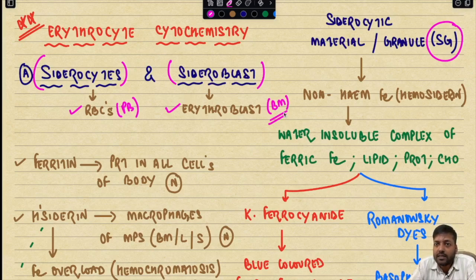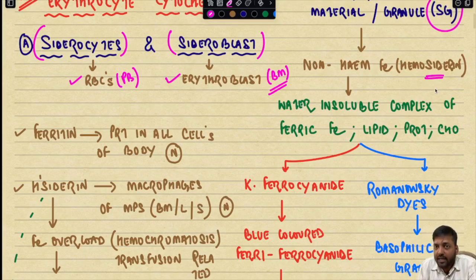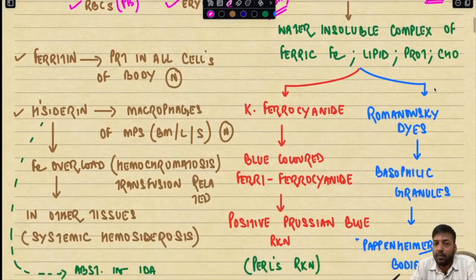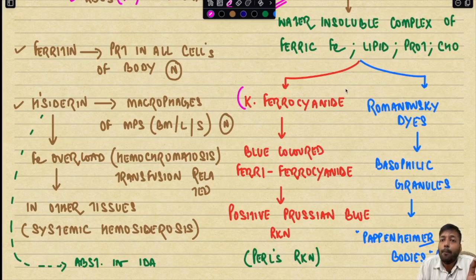Now first you have to understand what a siderotic granule is. As I told you, it is a non-heme iron, basically hemosiderin, which is a water insoluble complex of ferric iron, lipid, protein and carbohydrate. How do you detect this siderotic granule? One very commonly used method is the Pearl stain or Prussian blue reaction, wherein the siderotic granule is made to react with potassium ferrocyanide, which gives a blue colored compound, ferriferrocyanide. This is the positive Prussian blue reaction, also called Pearl's reaction.